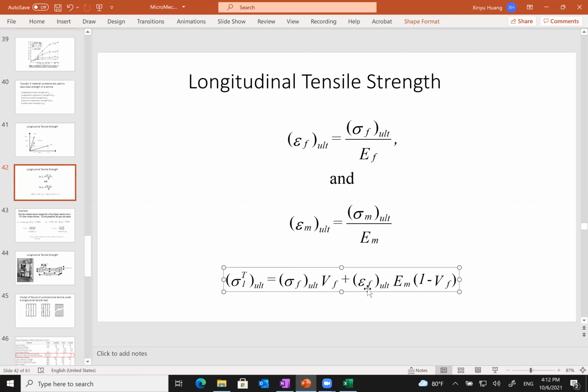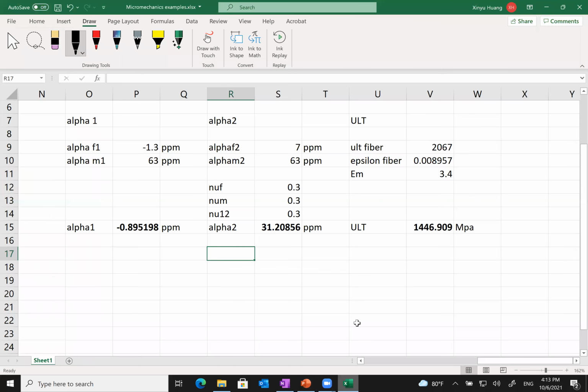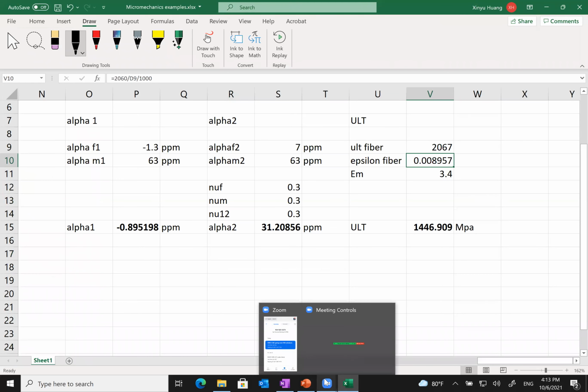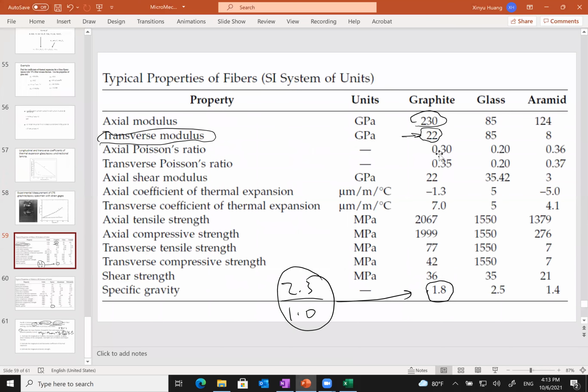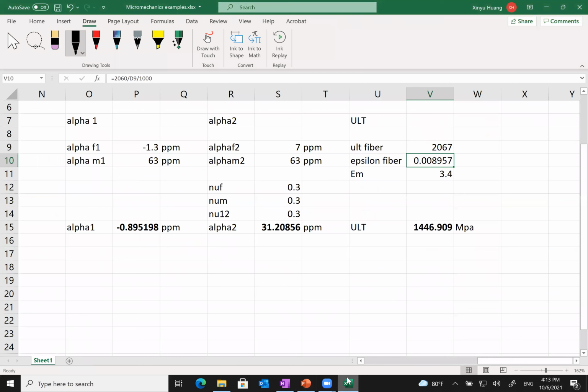Now, this number, the failure strain of the fiber, is not given, but you can easily calculate it because fiber usually is a brittle material. So you take its ultimate strength divided by the longitudinal modulus of the fiber, and you get the failure strain based on Hooke's law. So that's what I first estimated. I take the failure strength of the fiber, divided by its Young's modulus, which is 230 gigapascal. I estimate the failure strain of the graphite fiber, which is here. I basically take this strength right here, 2967, that's the actual tensile strength of the fiber only, divided by the fiber Young's modulus of 230 gigapascal. That indicates the fiber will fail at 0.9% strain. That's epsilon f ULT in that equation.